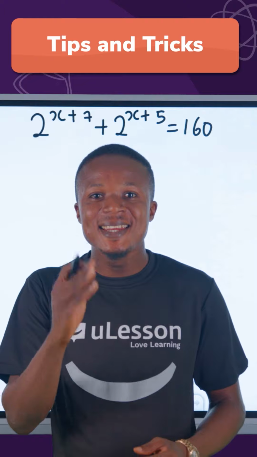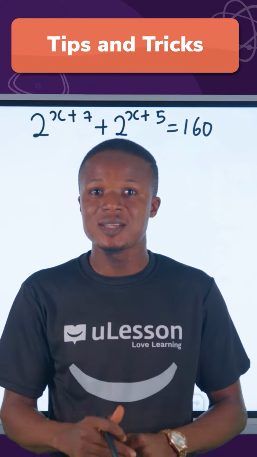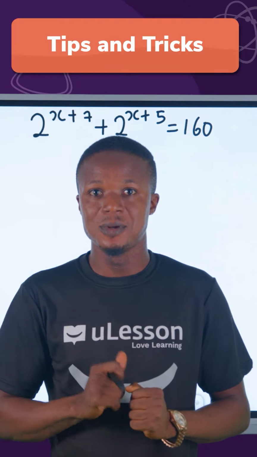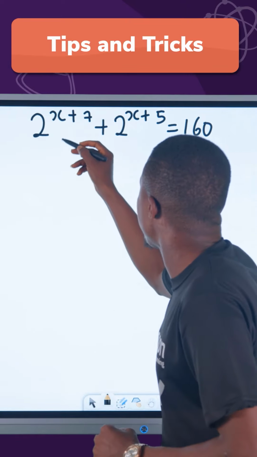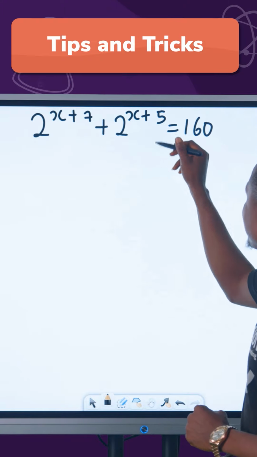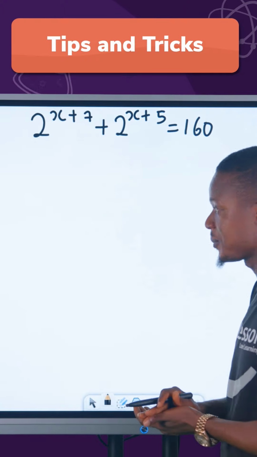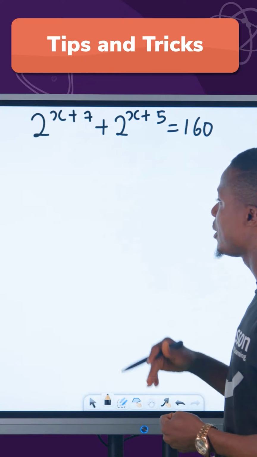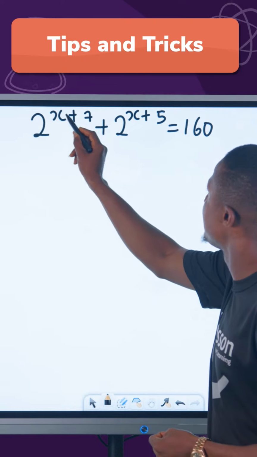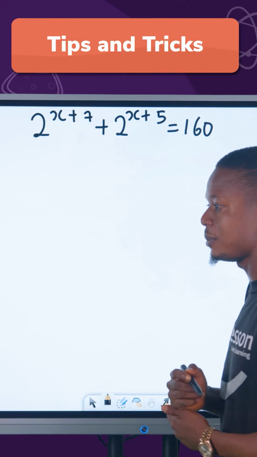Hello everyone, in this video I will solve this exponential equation that looks very difficult but it is very simple. We have 2 to the power of x plus 7 plus 2 to the power of x plus 5 equal to 160. To solve this problem, you have to employ the laws of indices, which is telling you that when you are adding two terms, it means that there is a multiplication.